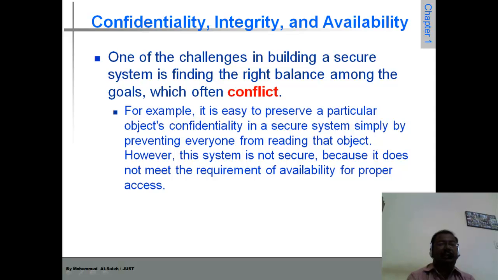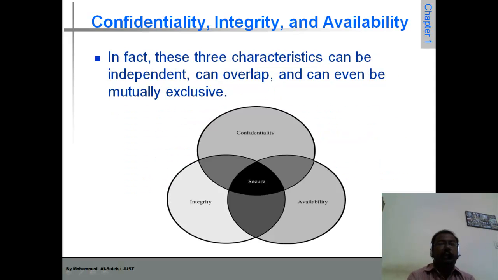So you have to design the system in such a way that it should be available and also it should be accessible. Both these things should be taken into consideration. In fact, these three characteristics can be independent, can overlap or even be mutually exclusive. It can be of three types. But these three should be combined to form the secure system.